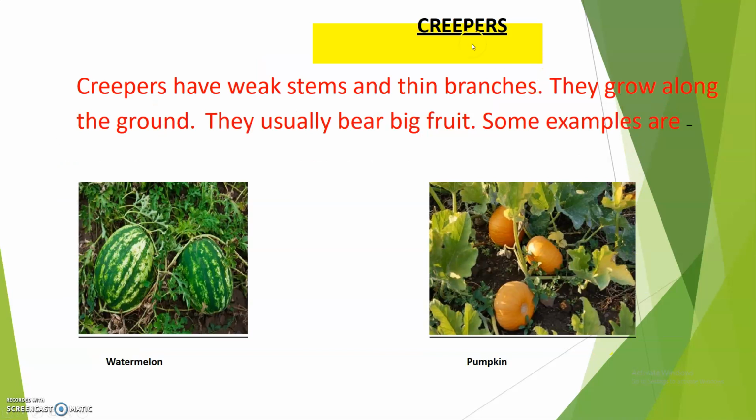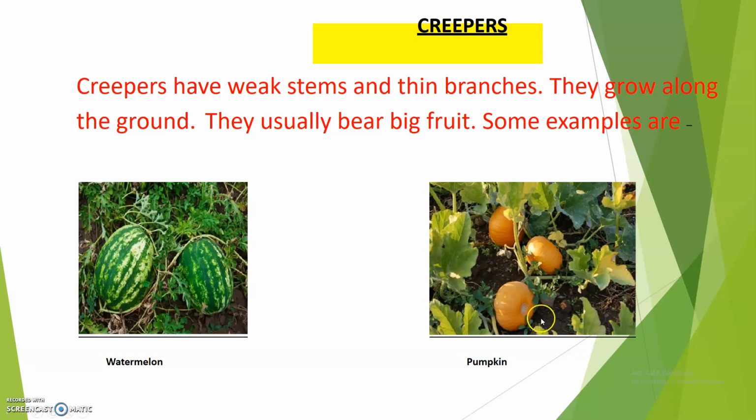Creepers. Now the word creeper suggests creep, something which creeps on the ground. Here the stem is again fragile and very soft, and the fruit is so heavy. You see this fruit, watermelon, so they cannot stand on their own. They creep along the ground.